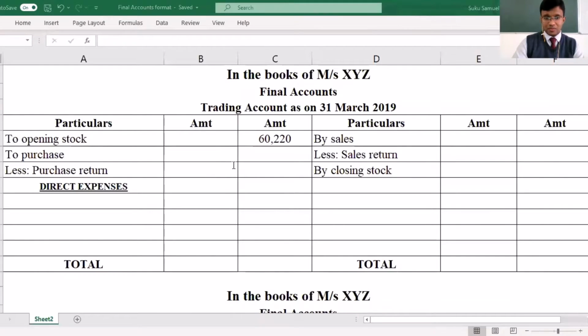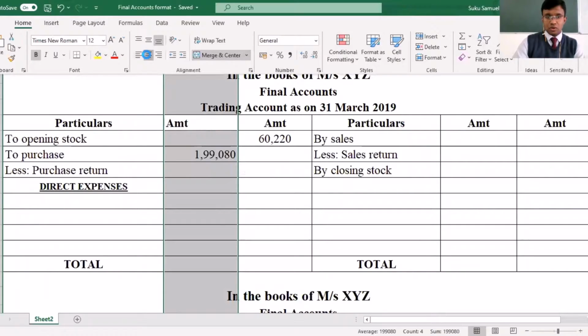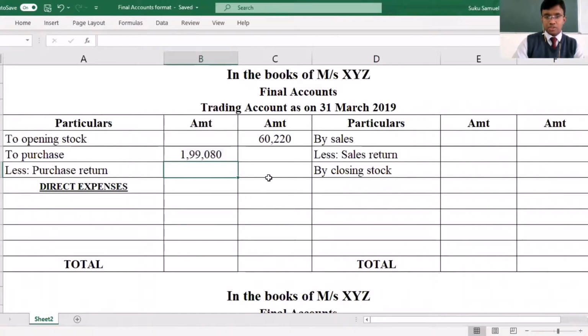Next, what we have to consider is purchases. Purchases, we know that the amount is 1,99,080, and from this we also have to factor the purchase return. How much is purchase return? Purchase return is 1,450. So let us consider that.